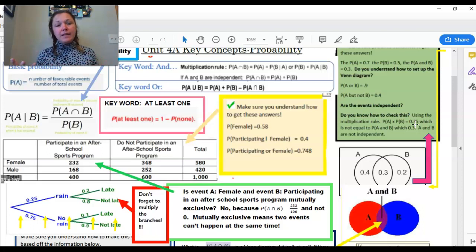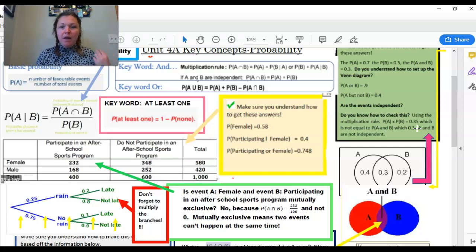Okay, let's talk a little bit right now about what it means to be mutually exclusive. To be mutually exclusive means it cannot happen at the same time. So how do I prove this? If you're asked to prove independence, you have to show me the math like this. You may be asked to prove if something is mutually exclusive.